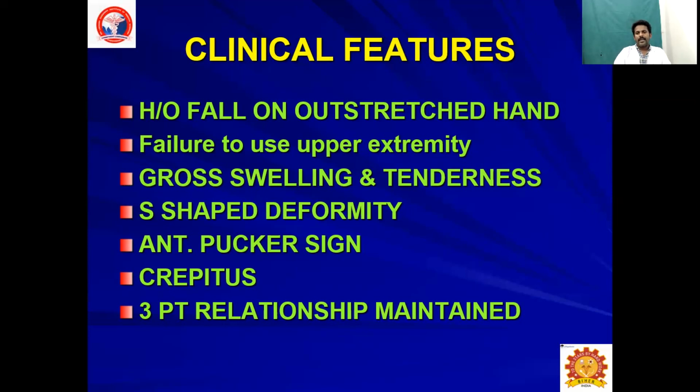Gross swelling and tenderness over the joint will be present. S-shaped deformity will be present. S-shaped means the fracture site will appear like an S. Anterior puckered sign is positive. There will be anterior puckering of the skin over the anterior aspect of the elbow.